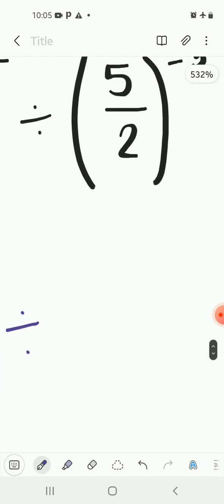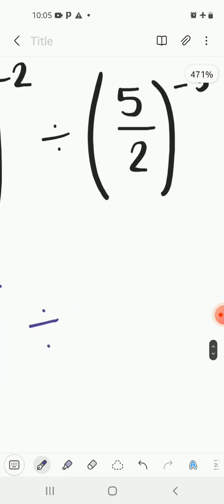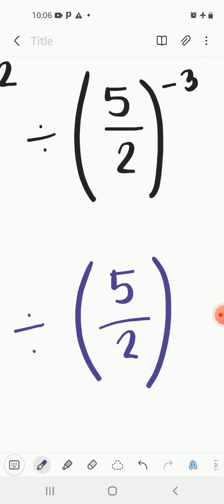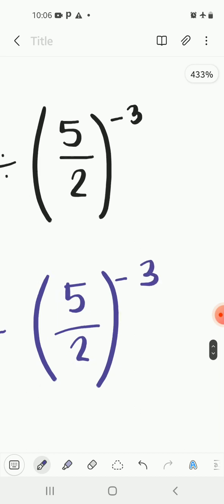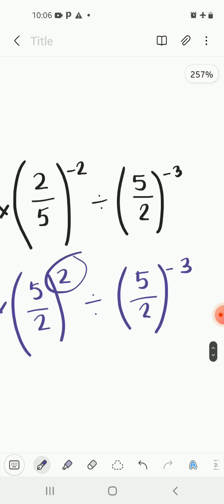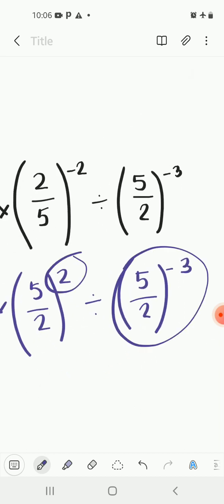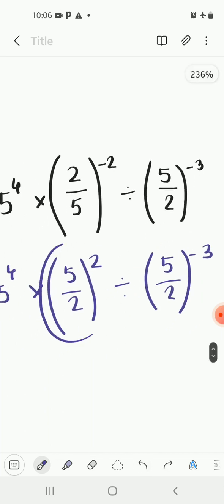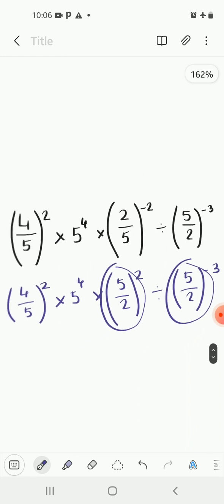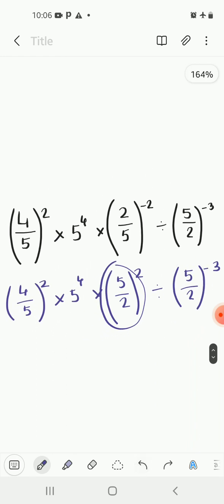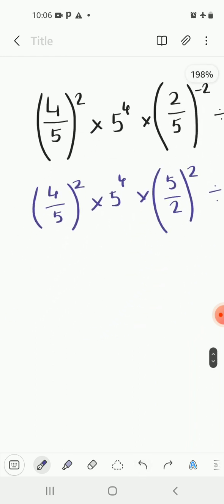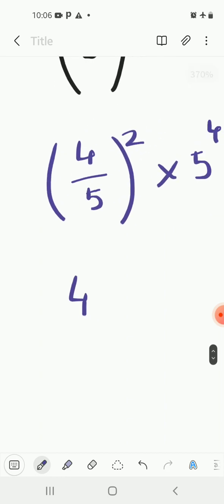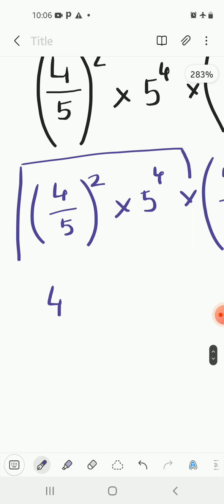Divided by 5 by 2 to the power minus 3. I did not change this part, I changed only the earlier part. I've kept minus 3 as it is. The reason is, in this way, I will get the same base, that is 5 by 2. So we're going to solve it partly first. We will solve this part now.